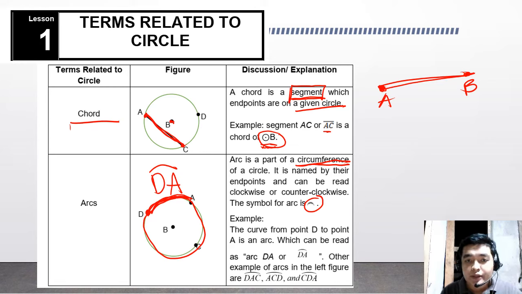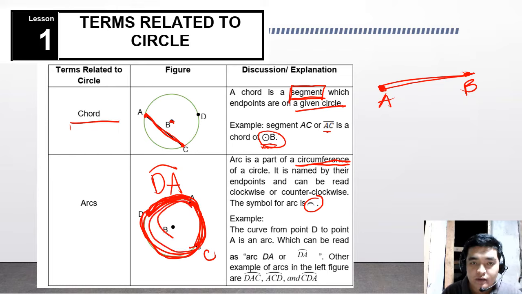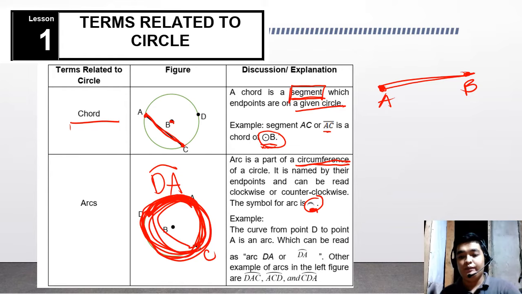Other examples of arcs in the left figure are arc DAC. You can name this as arc DAC, this one. And we have arc ACD. This is C. Arc ACD, so this is an arc also. We have also CDA, meaning this one. So an arc, again, is a part of a circle, a part of the circumference. That is an arc. You will use this symbol for an arc.